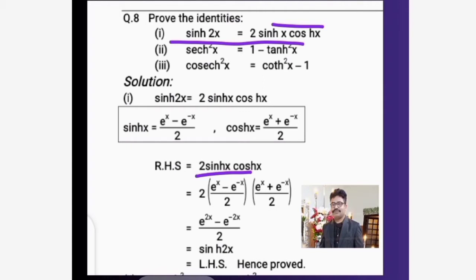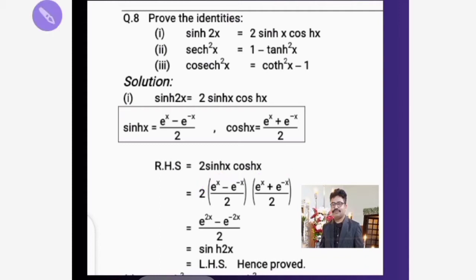As the formula of sine hyperbolic x is e power x minus e power minus x divided by 2, we will put the value of sine hyperbolic x, and the value of cos hyperbolic x is e power x plus e power minus x divided by 2. So we have put the values of sine hyperbolic x and cos hyperbolic x. Now we have to simplify. 2 will be cancelled with 2. After that, e power x, and here is e power x, we will call it a. E power minus x, and here is e power minus x, we will call b.